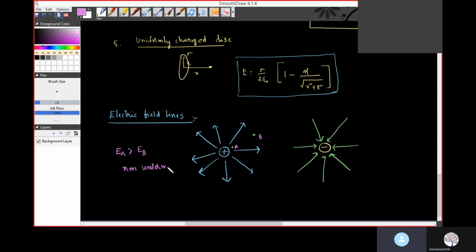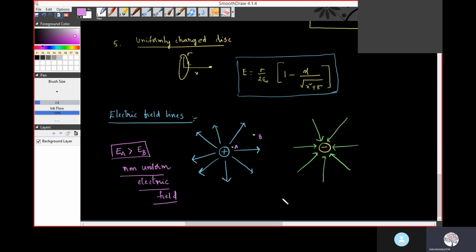This is a non-uniform electric field. The electric field at A is greater than the electric field at B. Where the field lines are closer, there the electric field is greater.